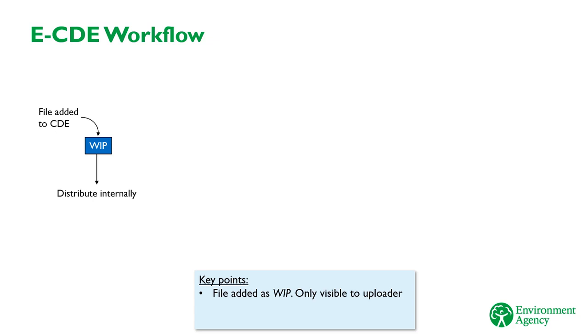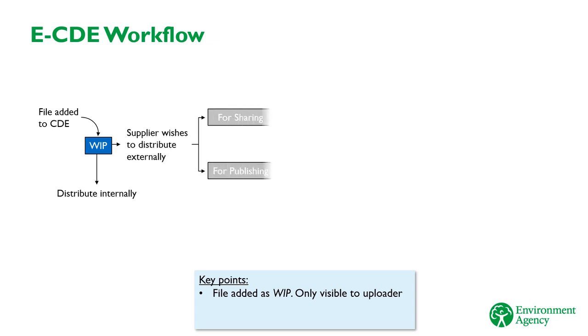To distribute the file to other organisations, the supplier of the file needs to change the status to shared or published. This can only happen once the Employer Information Manager has verified the information. So initially, the supplier will change the status to for sharing or for publishing. This distributes the file to the Employer Information Manager and notifies them that there's a request to change the status.